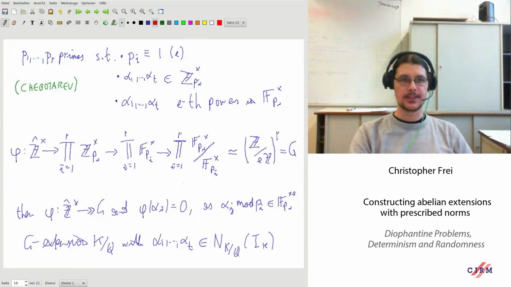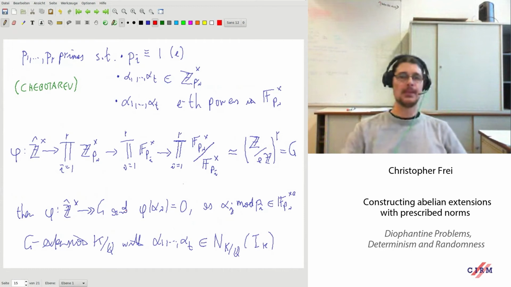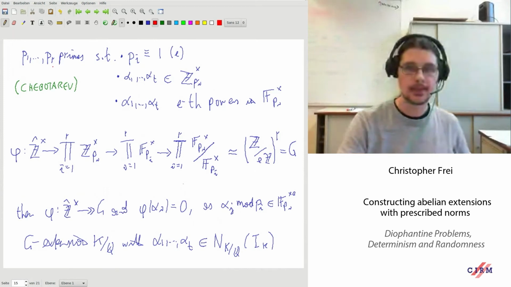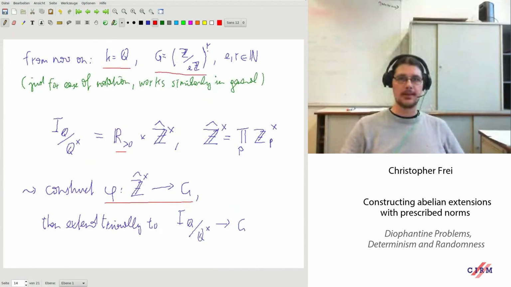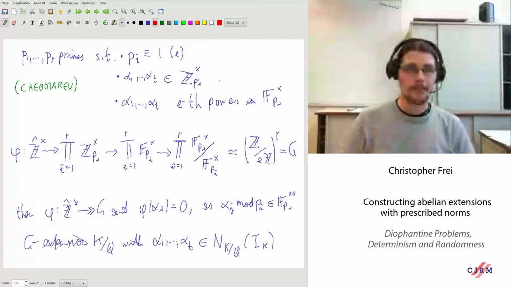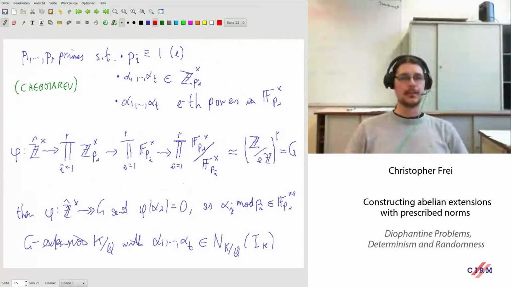How am I going to do this? I need some primes, P1 up to PR. So this R here is the E-rank of G. Okay, so I want R primes that are all congruent to 1 mod E.